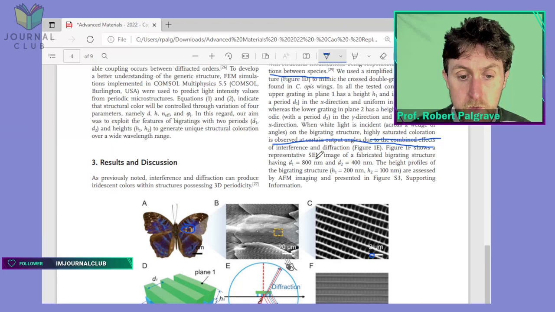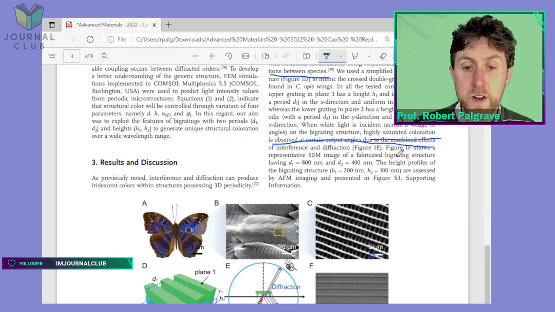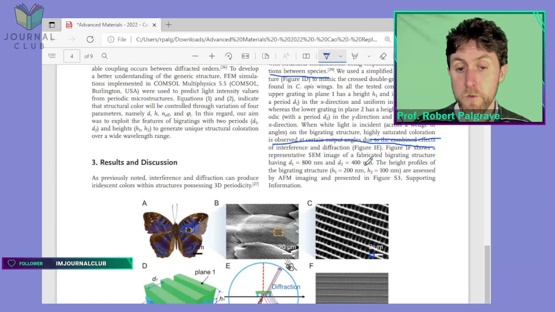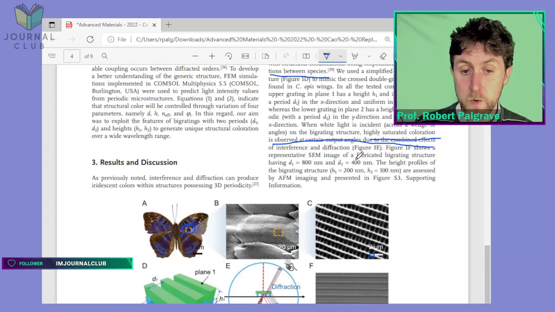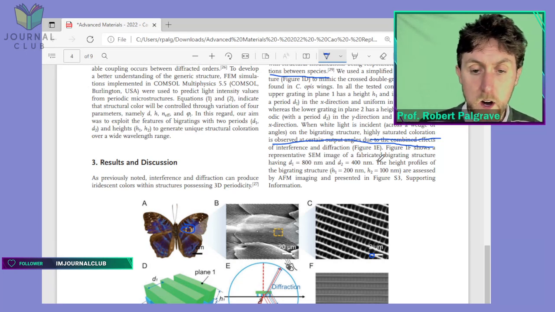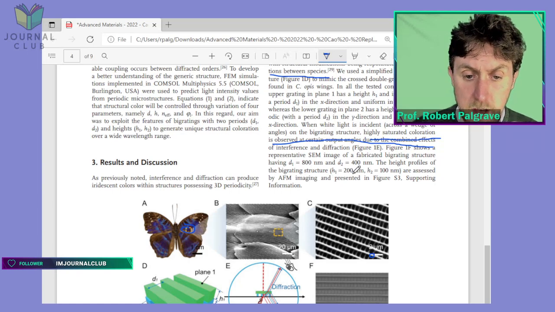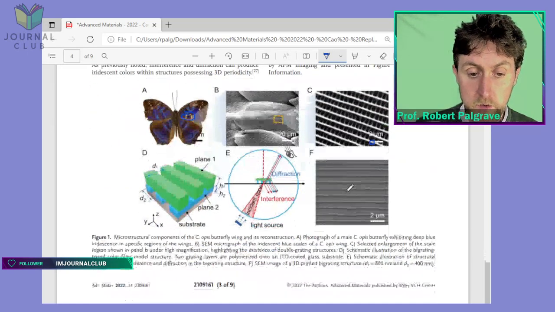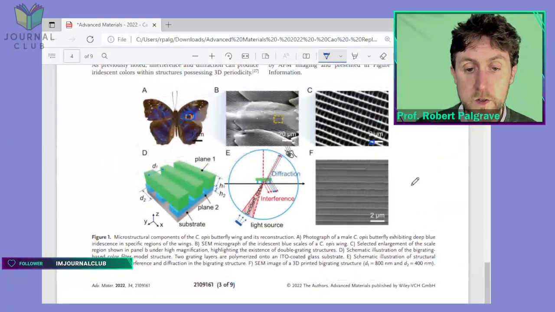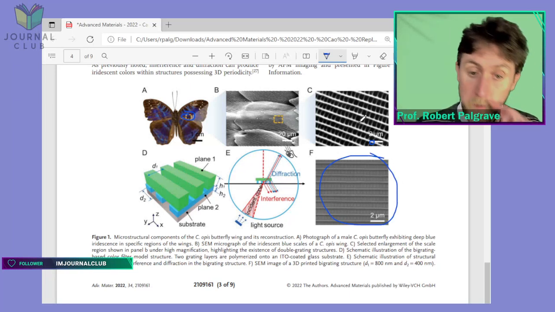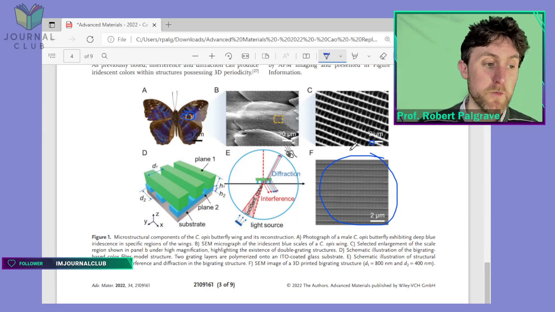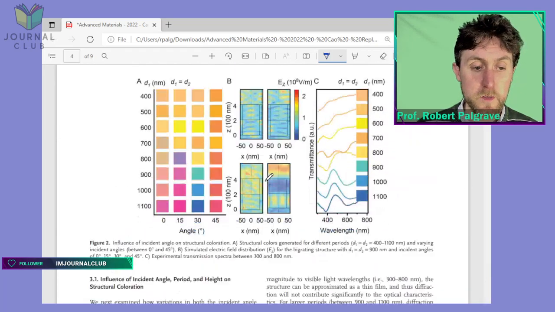Figure 1F shows a representative SEM image of a fabricated bigrating structure having D1 of 800 nanometers, D2 of 400 nanometers, so that's 0.8, 0.4 microns. The height profile of the bigrating structure is assessed by AFM images, presented in figure S3. Okay, well, we'll look at that later. So, as we saw before, this is the SEM of the artificial structure. It's not exactly the same as the natural structure, but it's pretty similar. There's not too much difference there.